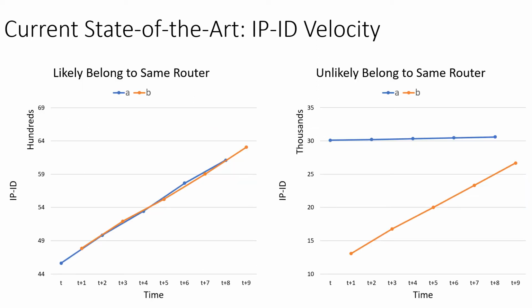And that's what I'm showing here in this handcrafted example. On the left, the IP ID values for A and B increase at roughly the same rate or velocity, while on the right, they're clearly using different counters.